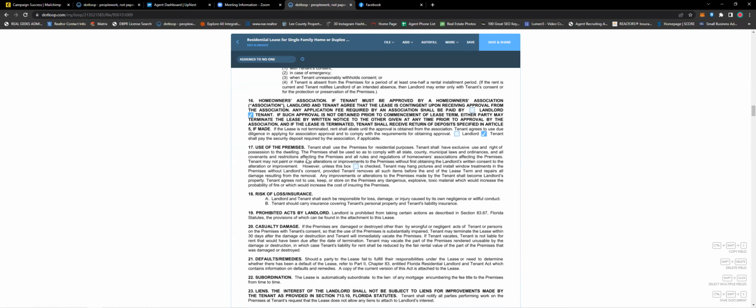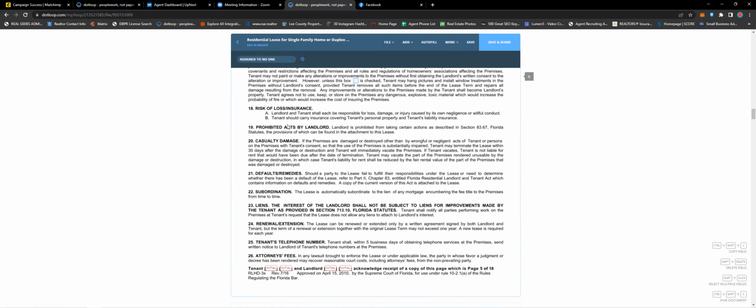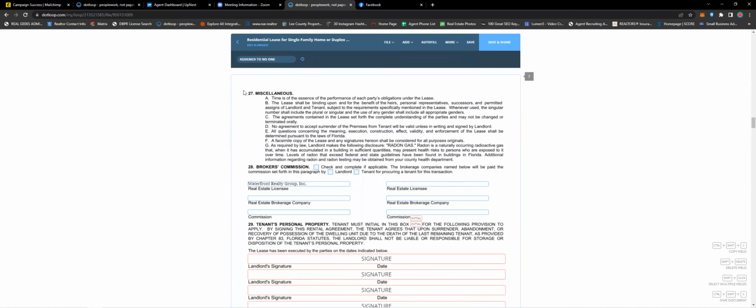Use of premises. There's a box here to check about whether or not the tenant can hang pictures or window treatments. Some people will leave that unchecked because they'll let them personalize the home. It talks about risk and loss of insurance, prohibited acts by the landlord, and some of the other standards of the lease itself. There are some miscellaneous topics covered here.